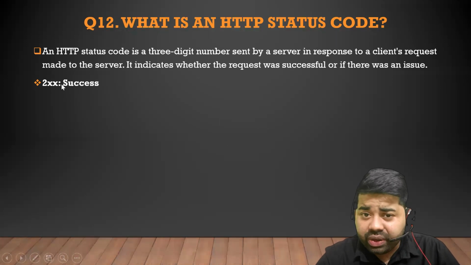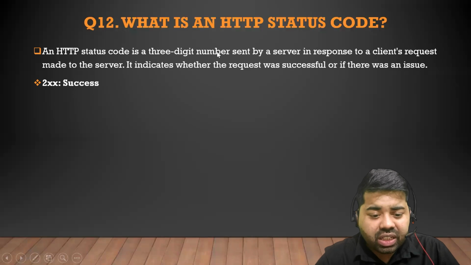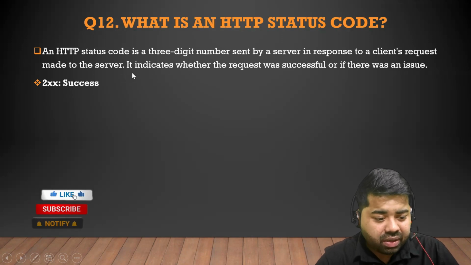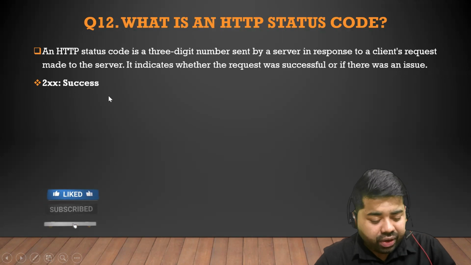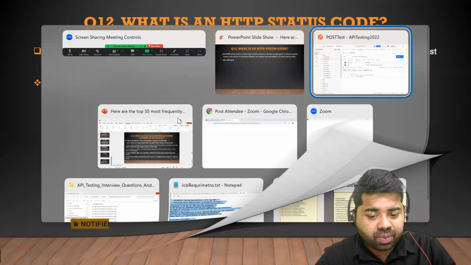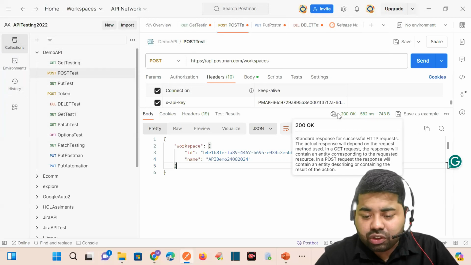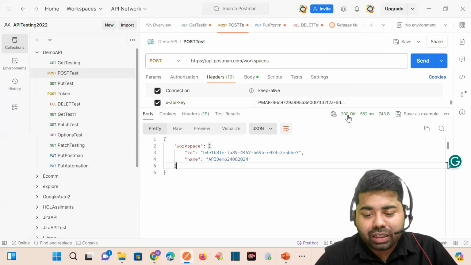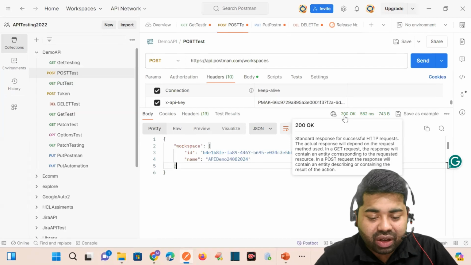So we have the 200 series for success. What is this status code? This is a 3-digit number sent by the server in the response to the client request. You can see we have the 200 series, which is the success one. So this is the first important validation we are doing here.